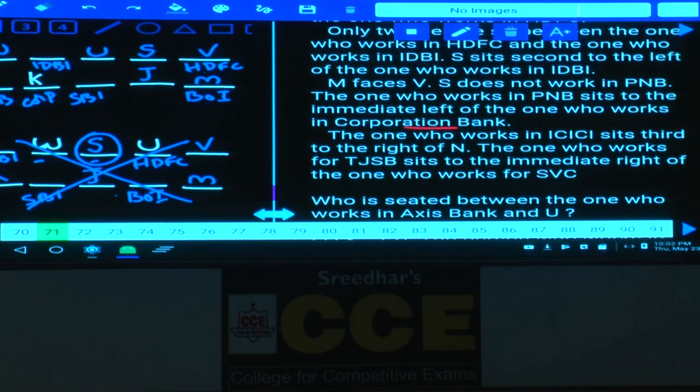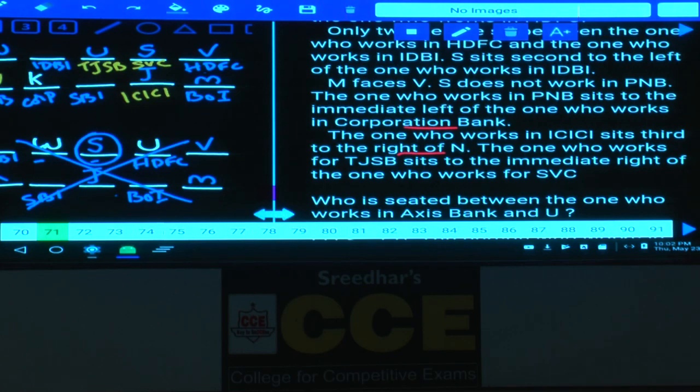According to the first one, the one who works in ICICI sits third to the right of N. Right hand side of N is ICICI, N is here. Then this J will be ICICI. And the one who works for TJSB sits to the immediate right of SVC. Now this will be TJSB. TJSB sits to the immediate right of whom? Immediate right of SVC. Then IDBI, TJSB, SVC, HDFC.